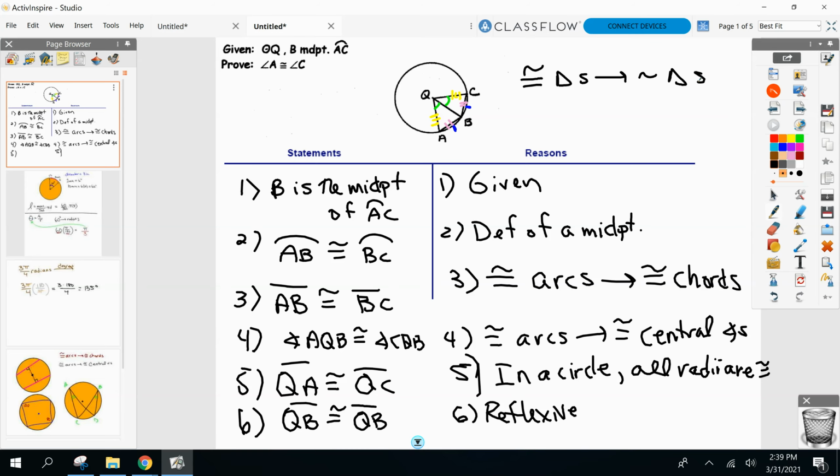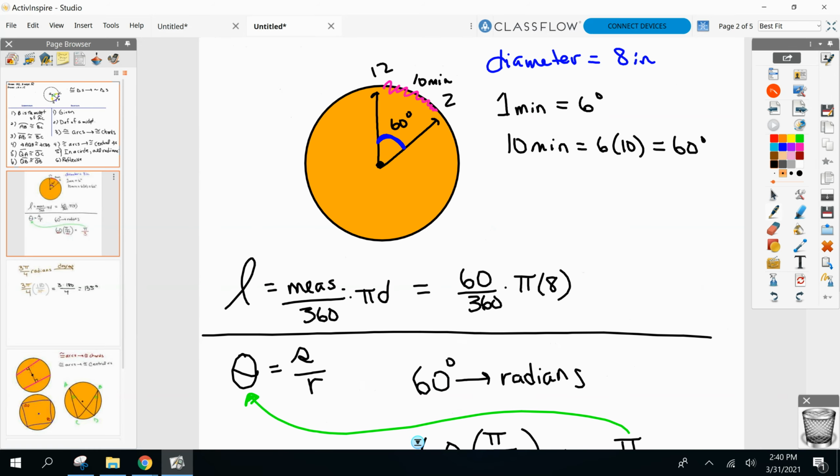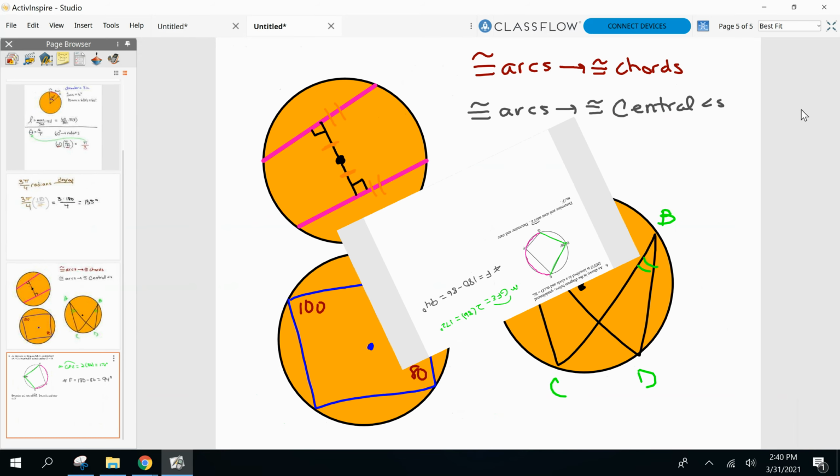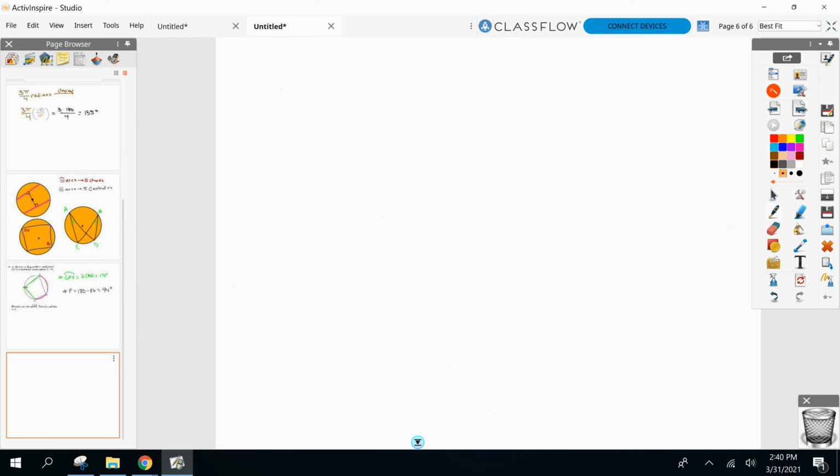Other questions, comments here? Still got some time left. Can you go over the arc length equation, just how to go through it, the one that isn't in radians? Yep. Okay, so you want the one in degrees, where you put it over 360.